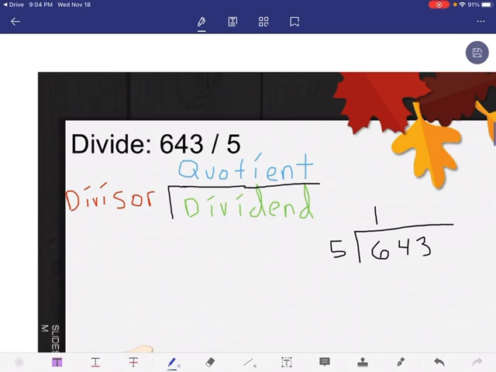So then we multiply. 1 times 5 gives us 5, and then we subtract as we go down. So we get 1. Next, we bring down our 4, and we start the process over again. So I say, how many times does 5 go into 14? That's going to be 2 times. And we get 10. Again, we're going to subtract as we go down. So we get 4. Bring down our next number. We get 3.